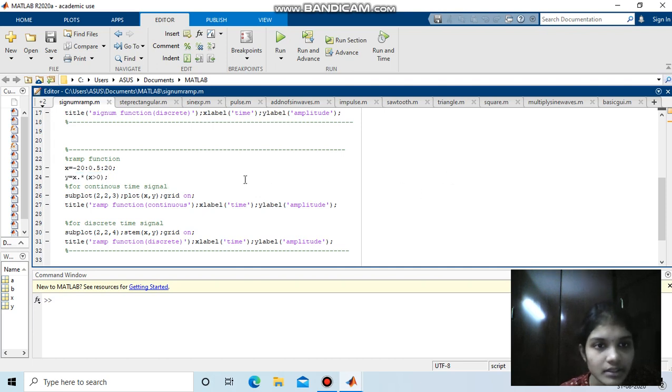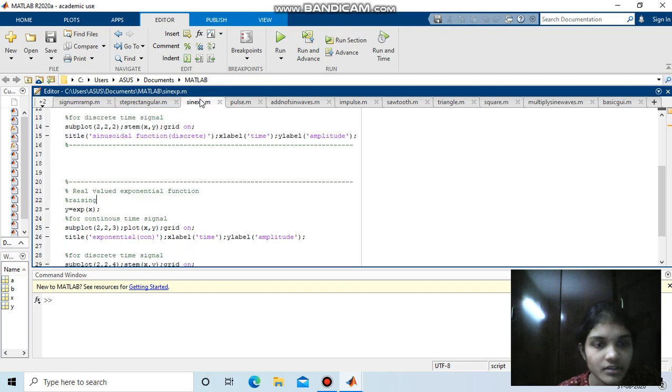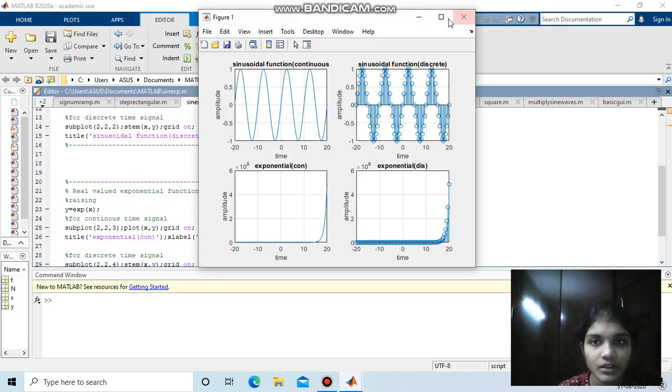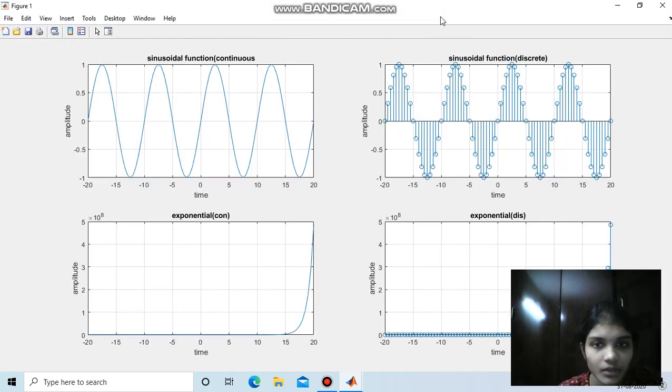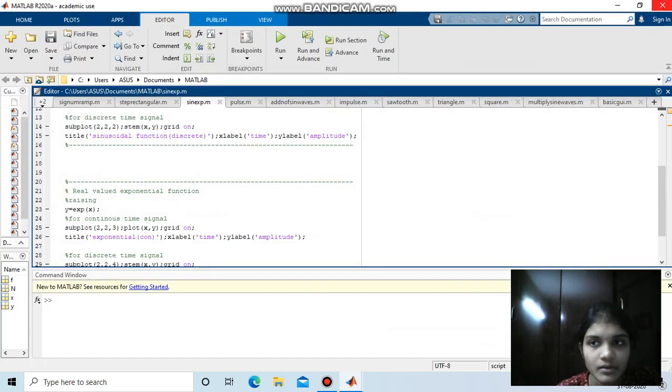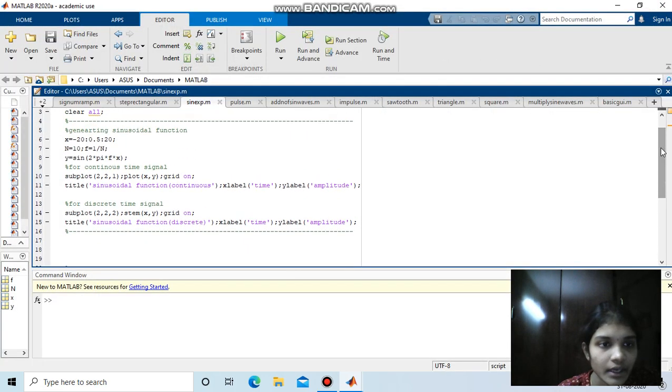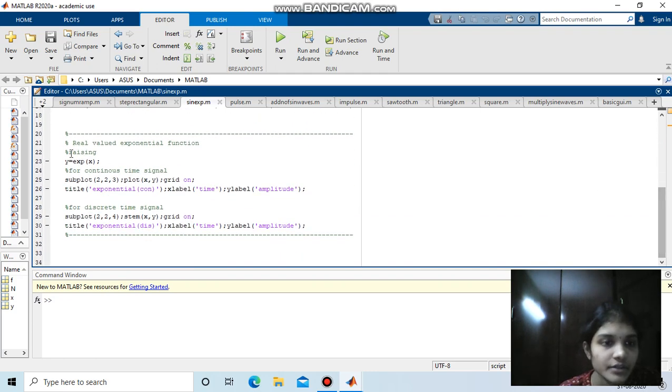And next let us see sine and exponential functions. As we know, sine and exponential functions look this way. Now let us see the code. For the sine function, I took the frequency as 1 by 10 and I took the equation y is equal to sine 2 pi of x, that is sine omega x. And for the exponential function, I took y is equal to exponent of x so that we get the graph.